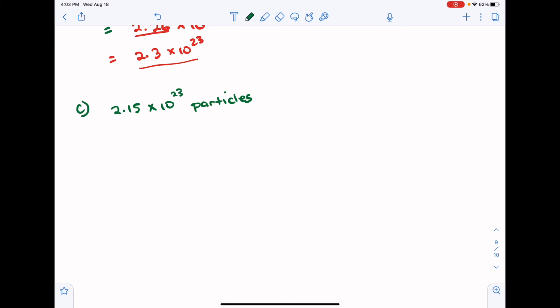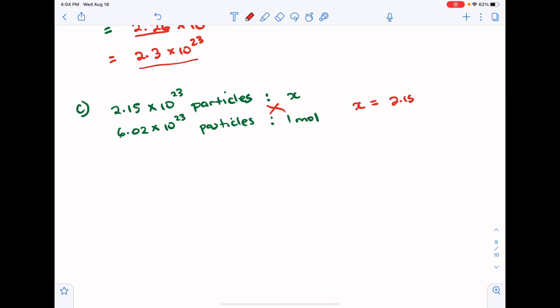This will equal X in moles, but what we know is 6.02 times 10 to the 23 particles equal 1 mole. X equals 2.15 times 10 to the 23rd multiplied by 1 mole divided by 6.02 times 10 to the 23rd. This will give us 0.357 moles. So this is the first step, convert to moles.